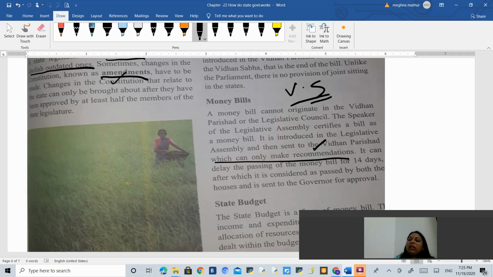The passing of the bill must be done in 14 days. In 14 days, if no decision is taken, then it will be considered as passed by both houses, and it will go to the governor for his or her final approval.